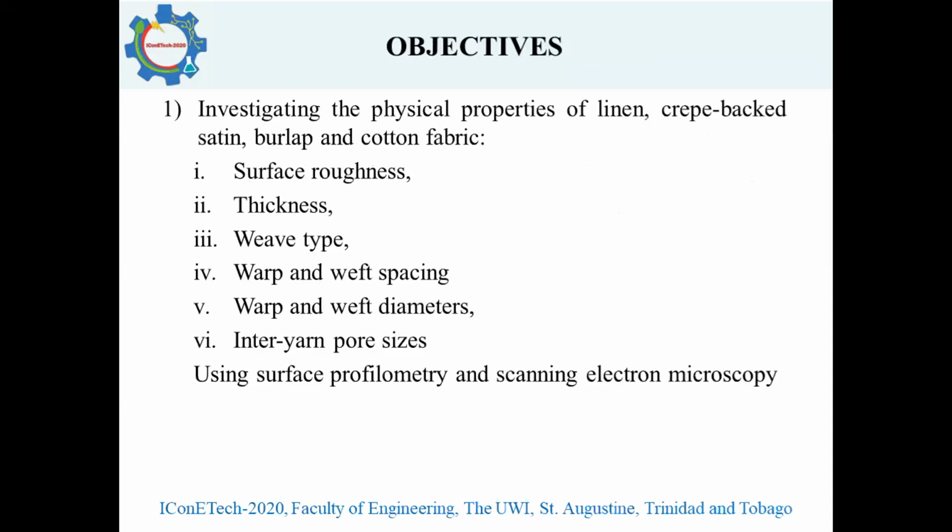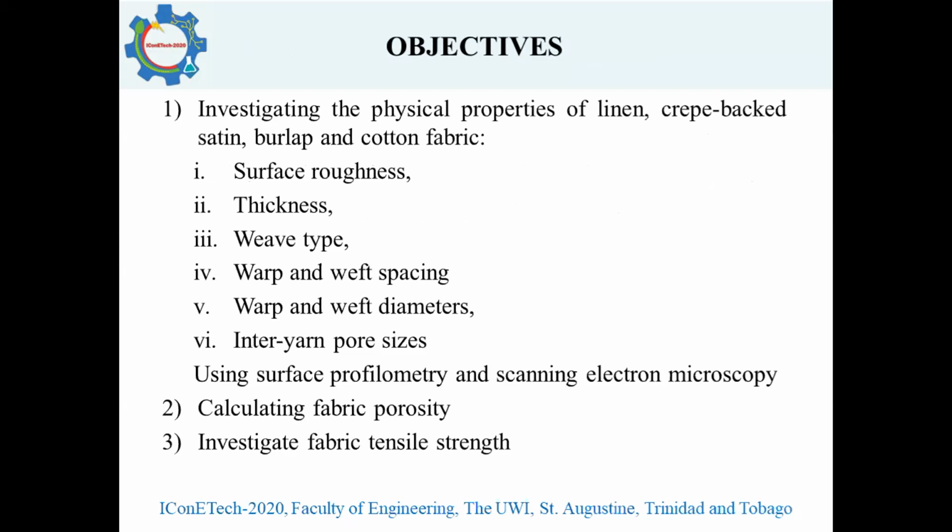My objectives are to investigate physical properties such as surface roughness, thickness, weave type, warp and weft spacing, warp and weft diameters, as well as interyarn and pore sizes of linen, crepe-backed satin, burlap, and cotton fabrics using surface profilometry and scanning electron microscopy. I also calculated fabric porosity, investigated fabric tensile strength, and used sieve analysis to investigate particle type and sizes.